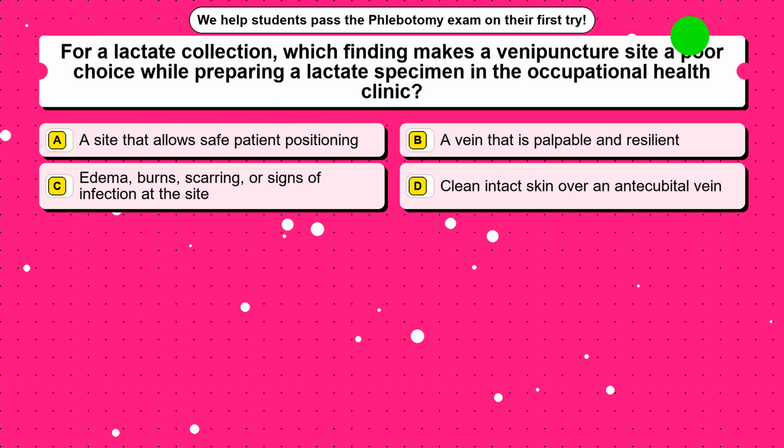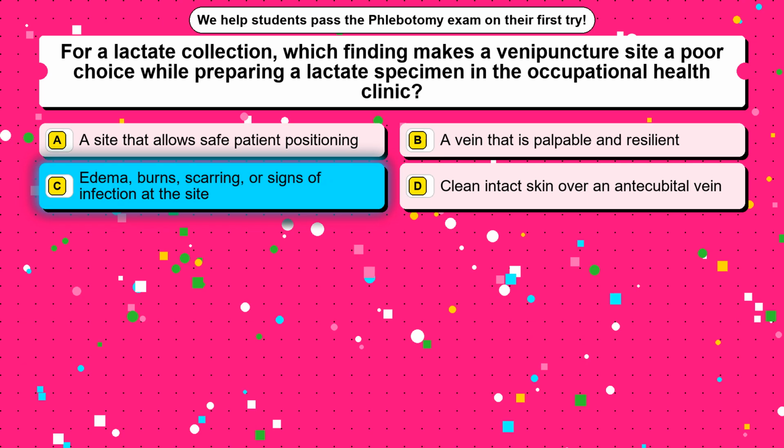Question 5. For a lactate collection, which finding makes a venipuncture site a poor choice while preparing a lactate specimen in the occupational health clinic? Option A. A site that allows safe patient positioning. Option B. A vein that is palpable and resilient. Option C. Edema, burns, scarring, or signs of infection at the site. Option D. Clean intact skin over an antecubital vein.